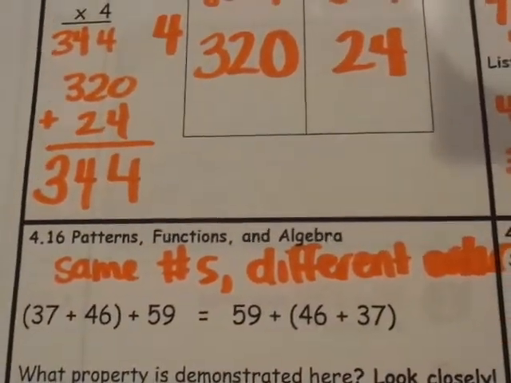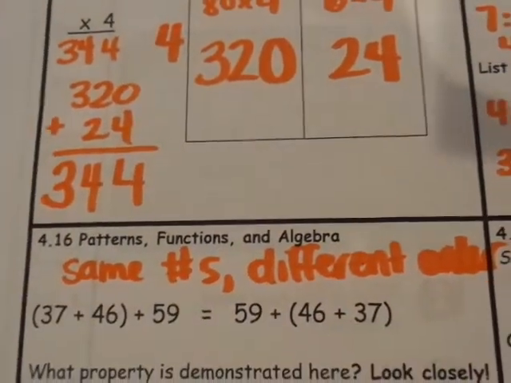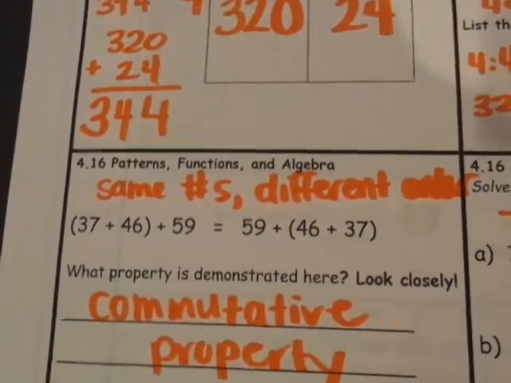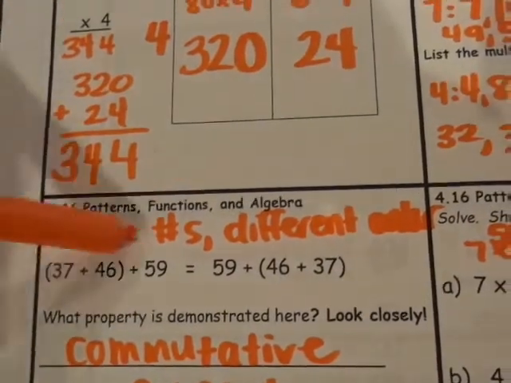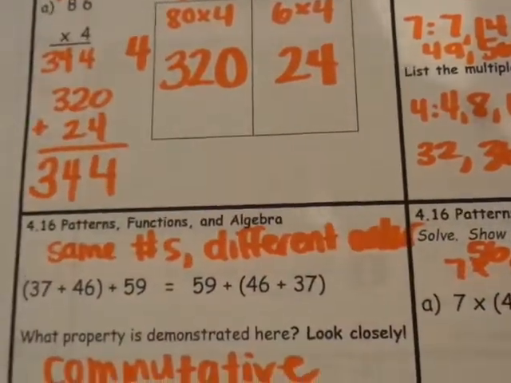That's not the same order. It's the same numbers, but it's a different order. That property is the commutative property. So I wrote the rule here. They're the same numbers, different order.